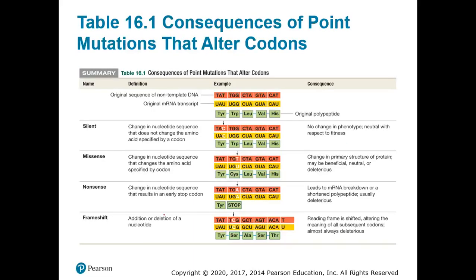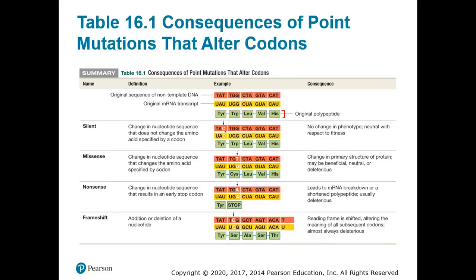So let's see what that looks like. Our first sequence up here is our normal DNA. This is what it should look like, the original sequence. We have our original mRNA and our original polypeptide. So this is what we should be making, with no changes.